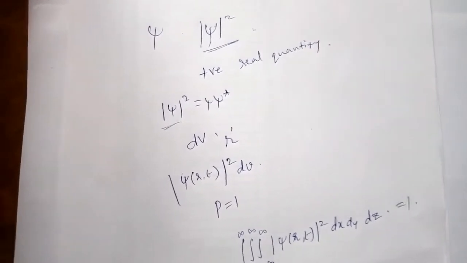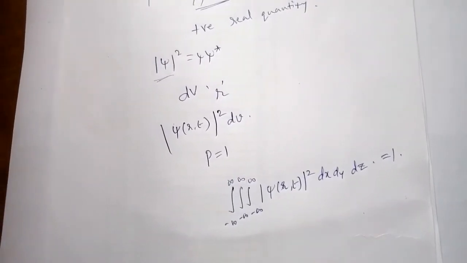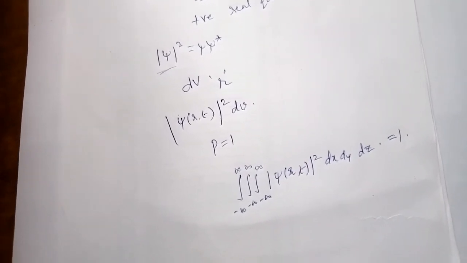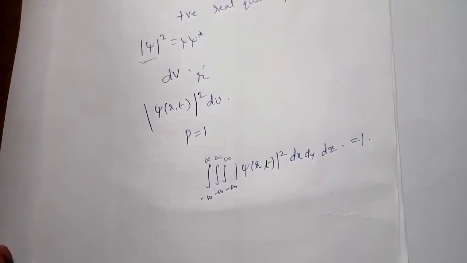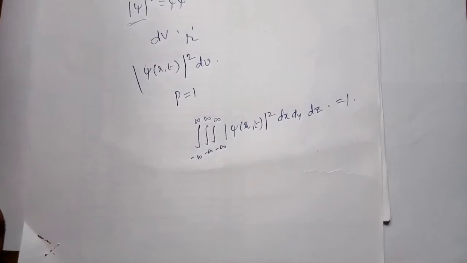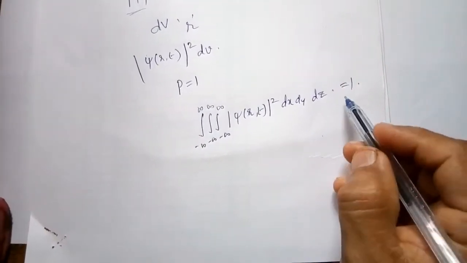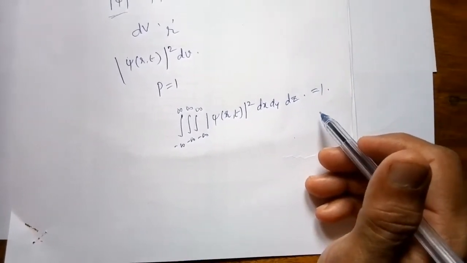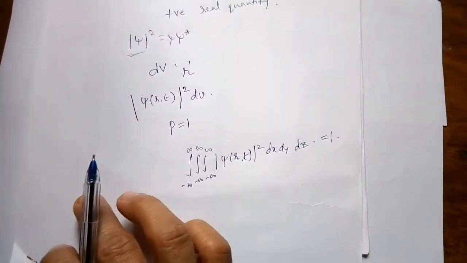That means you can find the particle somewhere. Suppose this is equal to 1, it means you can find the particle. 0 corresponds to certainly you cannot find the particle. So to understand better, let us understand what exactly is normalization of the wave function.